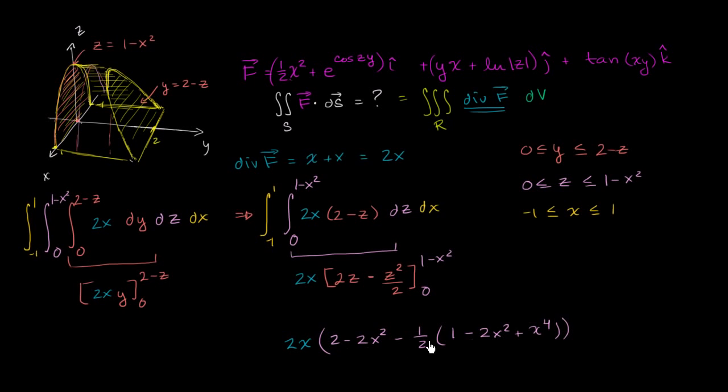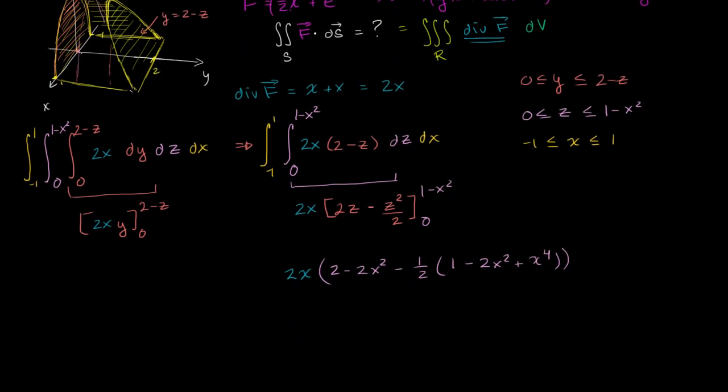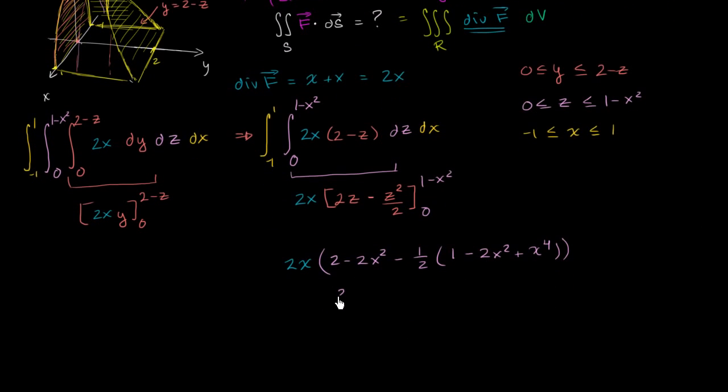And now we need to simplify this a little bit. If we simplify this, we get 2 minus 2x squared minus 1/2, and then plus, so this is negative 1/2 times negative 2x squared. So it's going to be positive x squared minus 1/2 x to the 4th. Now let's see, can we simplify this part? Let me just make sure we know what we're doing here. So we have this 2x right over there. I want to make sure I got the signs right. Yep, looks like I did.